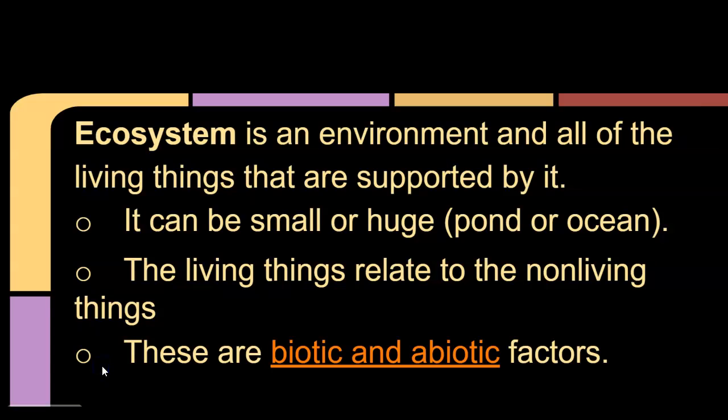An ecosystem is an environment and all of the living things that are supported by it. It can be a small environment or an enclosed environment like a fish tank, or it could be very large like the ocean. The ocean is so large that it is actually divided into different zones depending on the closeness to the beach, or the tidal zones, or the depth, because as you go deeper and deeper in the ocean, you have different types of environments based on the sunlight available. The living things have to interact with the non-living things. So a living thing is what we call biotic, and then the non-living things are what we call abiotic.